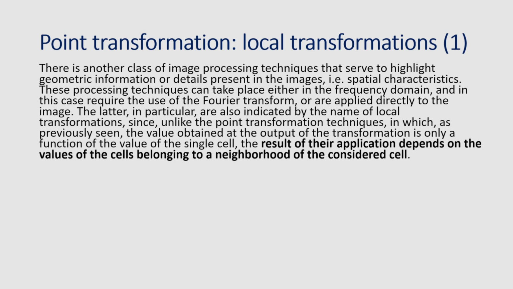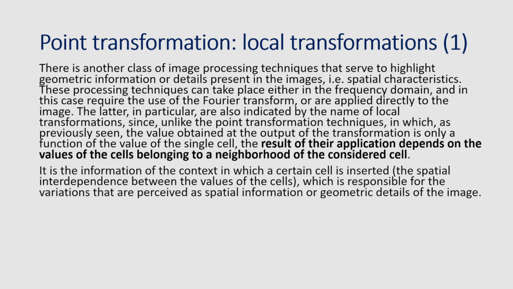The latter, in particular, are also indicated by the name of local transformations, since, unlike the point transformation techniques, in which, as previously seen, the value obtained at the output of the transformation is only a function of the value of the single cell, the result of their application depends on the values of the cells belonging to a neighborhood of the considered cell. It is the information of the context in which a certain cell is inserted, the spatial interdependence between the values of the cells, which is responsible for the variations that are perceived as spatial information or geometric details of the image.